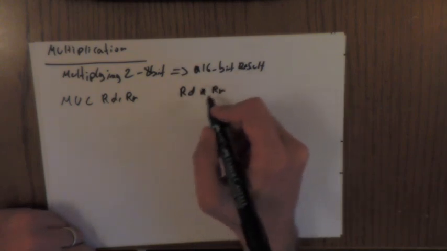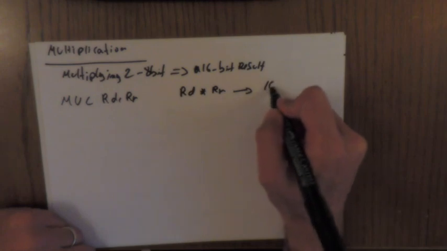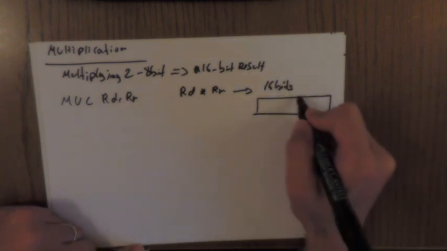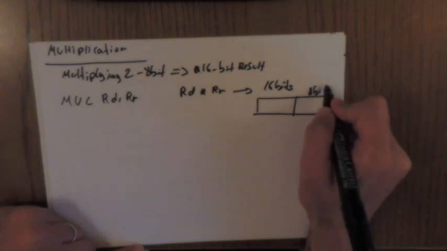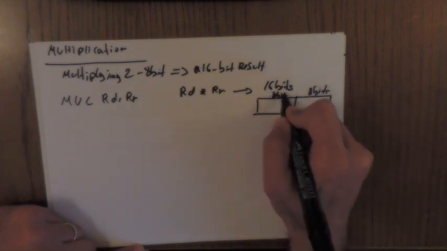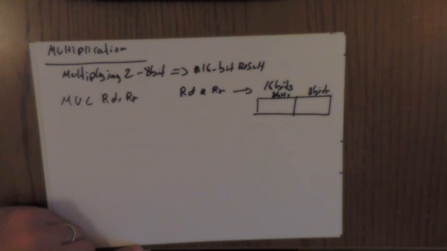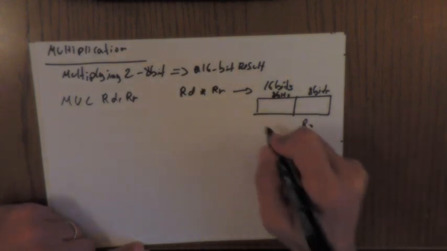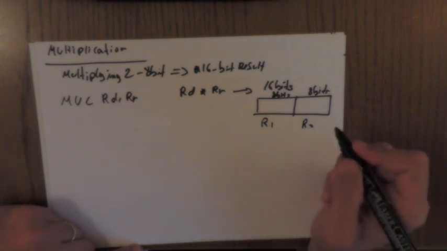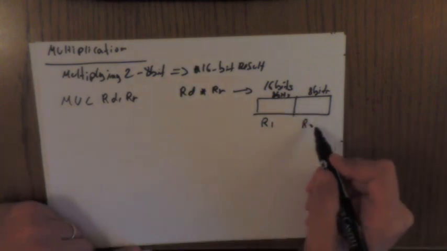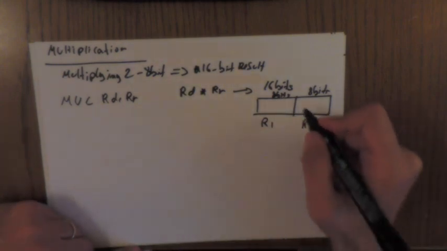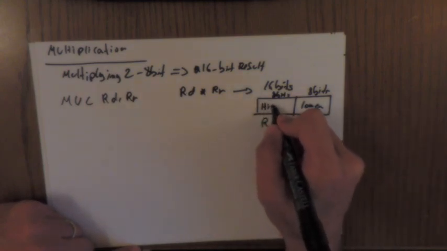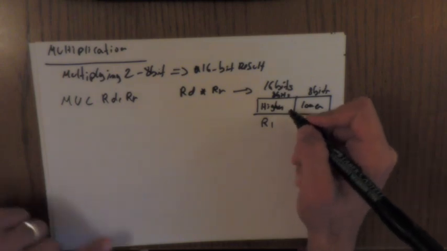However, the result will be 16 bits. So this is 8 bits and this is 8 bits. The result will be placed in R0 and R1 by default. So whenever you do this multiplication operation, R0 will have the lower bits and R1 will have the higher bits.